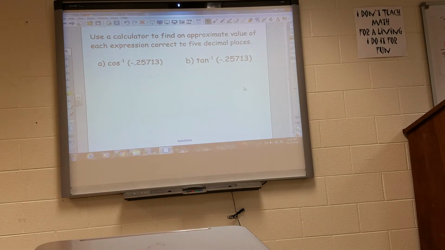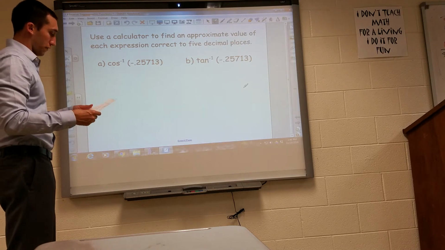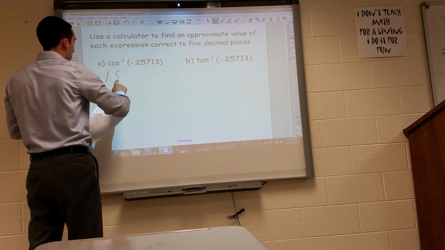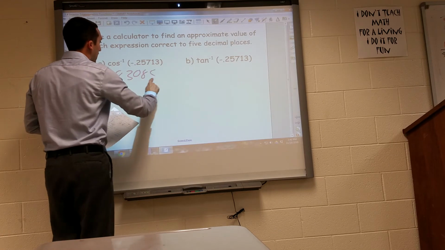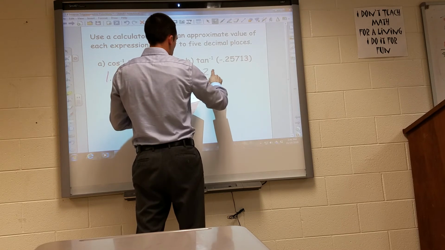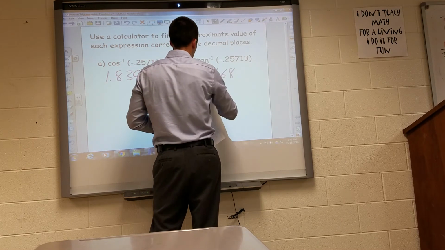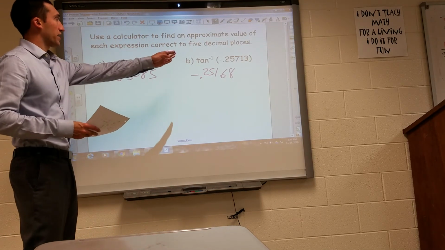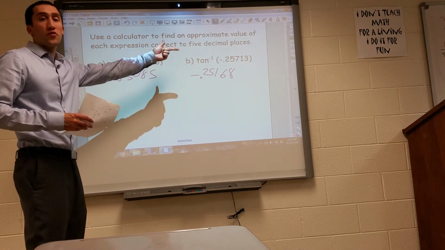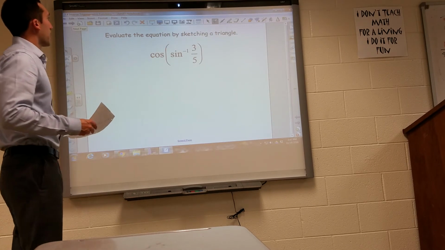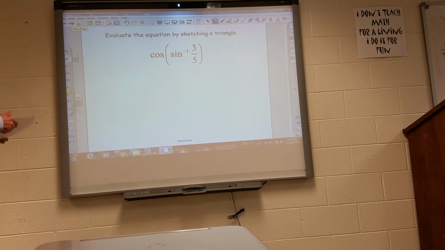So allowing our calculator to do some work for us, we come up with inverse cosine of this value gives us 1.83085, and the inverse tangent of this is negative 0.25168. Okay, so you can go ahead and try those examples like that. If they're not numbers we know exactly, then your calculator is going to have to do it. And finally, they want us to evaluate, well, actually I have two more just like this.